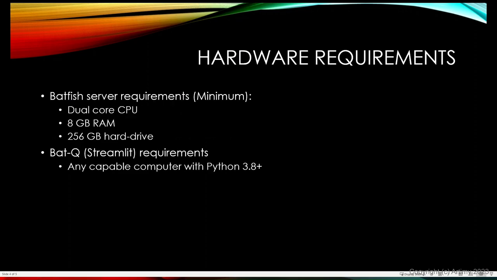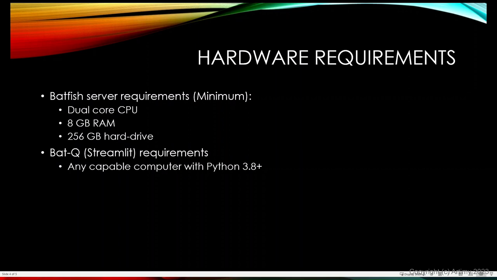Right. So to install or to use BatQ, you need two things. You need the Batfish server itself, which is usually supplied as a Docker image, or you can build it from source, but the Docker container is usually enough. To run Docker and the Docker container for Batfish, according to the documentation, you need a dual core CPU, 8 GB of RAM, and 256 GB of hard drive.